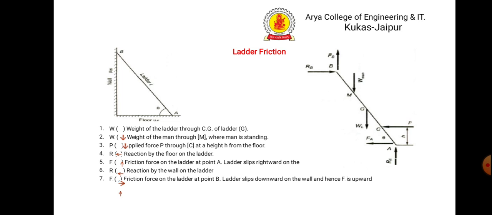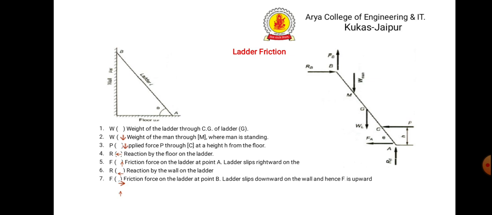Now for the ground the reaction will be RA. RA will act vertically upward, the reaction by the floor on the ladder. Definitely if the slip happens, then the friction force will be in the leftward direction. So Fa is the friction force on the ladder at point A. The ladder slips rightward, hence Fa will act leftward.